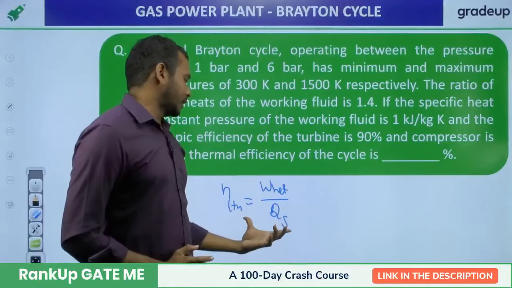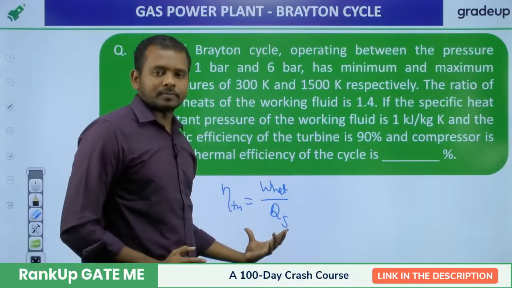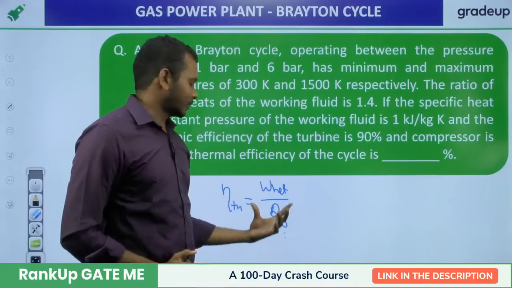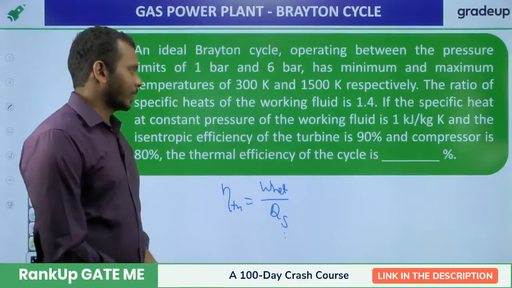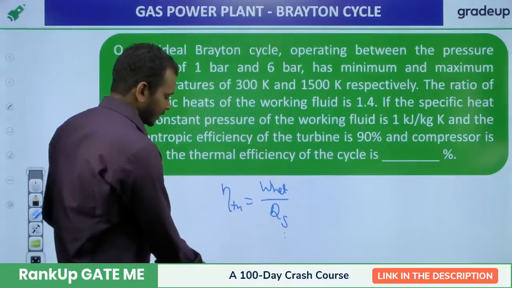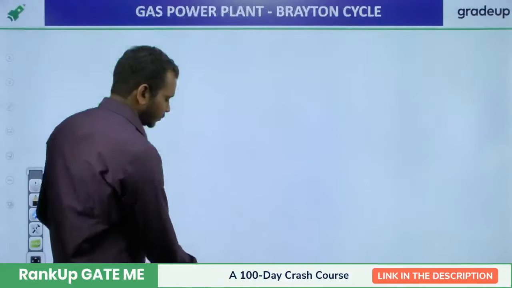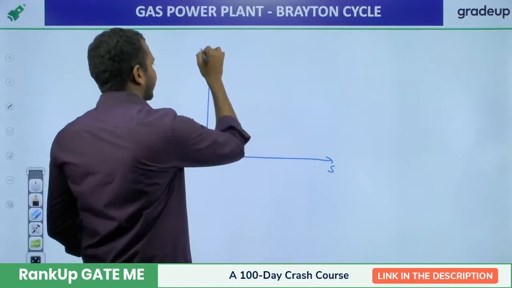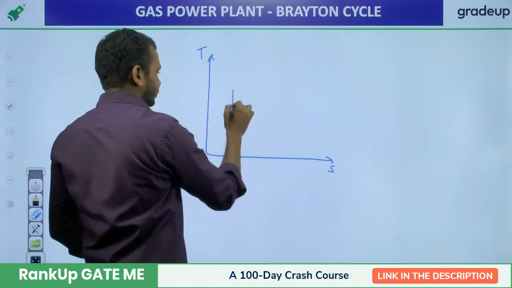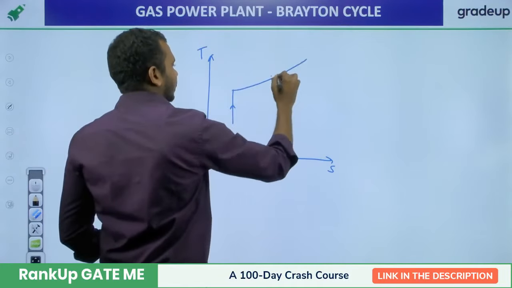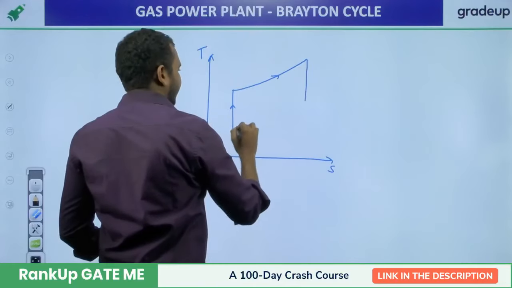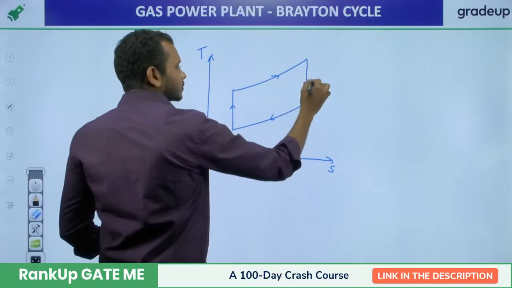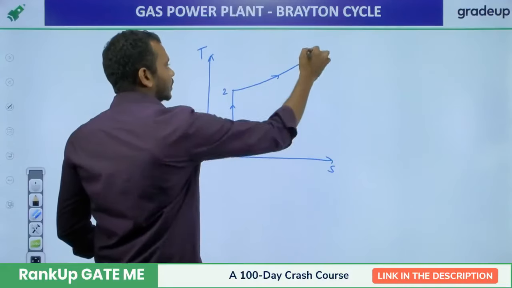This is applicable for either reversible or irreversible processes. Irrespective of that, you can use this. Better always use this equation. And your heat addition also changes here. Let me draw a diagram here for you. This is your ideal Brayton cycle, right? 1, 2, 3, 4.